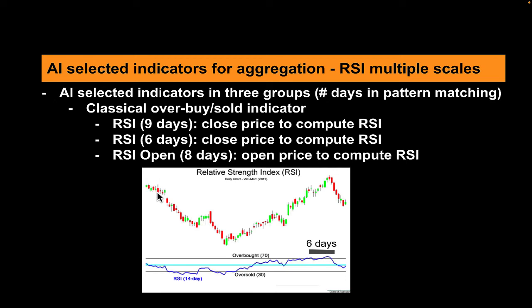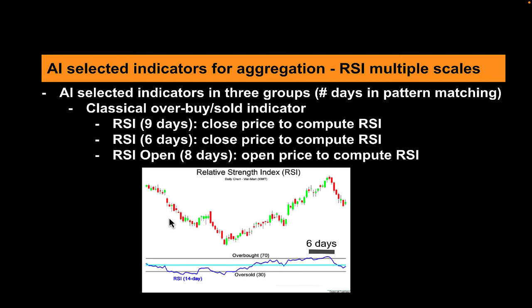So that's the idea. Here we're using three of these kinds of windows. The first window lasts for 9 days, the second window lasts for 6 days, and for the third window we use the open price of RSI and it lasts for 8 days. So that is actually how we use RSI to help the system make the decision.